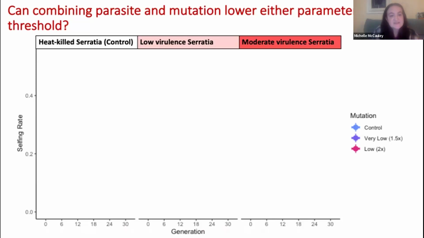The left panel is our avirulent control, which is just heat-killed Serratia. So this panel will essentially just be the mutation by itself. Our middle panel is that lowest virulent Serratia treatment. And our right panel is that moderate virulent Serratia treatment. And the lines within each panel are our different mutation treatments. And I've retained the color coding from before.